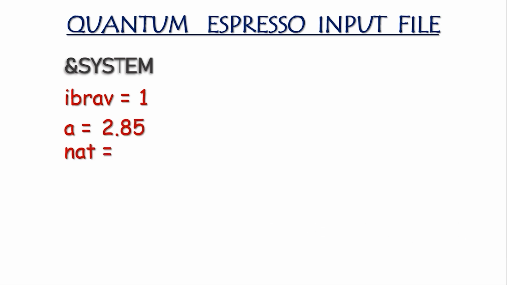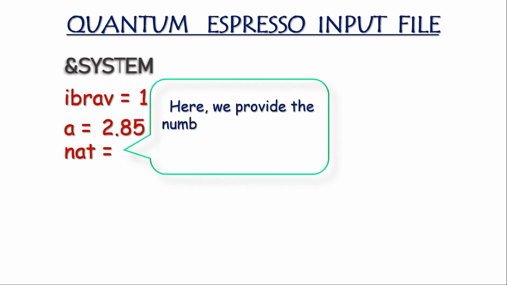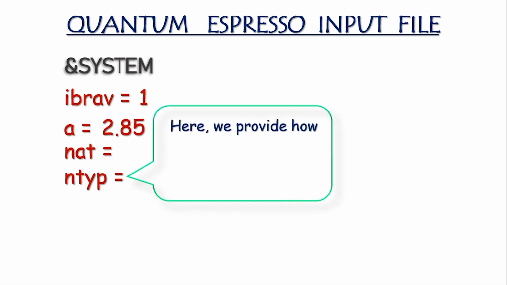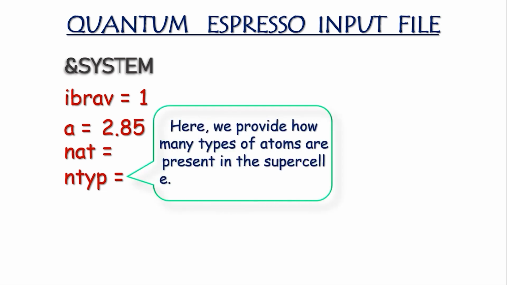Next comes NAT. Here we provide the number of atoms in the supercell. Next, NTYP. This is N type. Provide how many types of atoms are present in the supercell. For example, if you are using NaCl, it will be 2. That is, you have 2 types of atoms. One is Na, sodium, and another is chlorine, that is Cl.